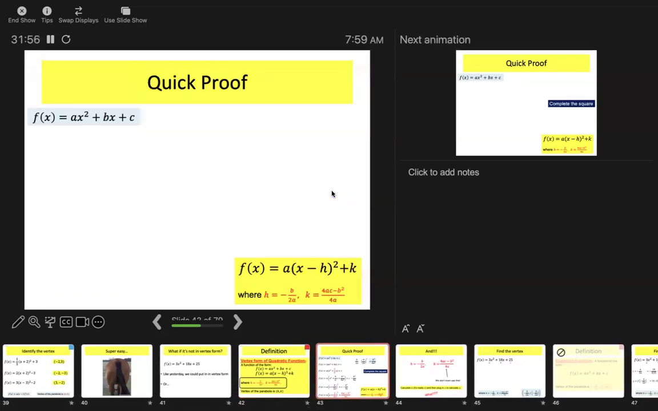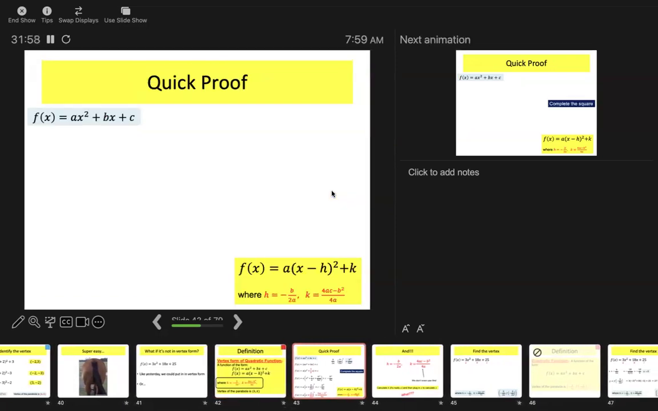Okay. All right. I got to prove this. I can't just make that claim. So here's the quick proof. This one is in standard form. We know that if it's in vertex form, the vertex is H, K, right? Is that in vertex form? No. So let's put that in vertex form. We know the process. How do you put that in vertex form? Complete the square. We got to do complete the square on this ugly mess right here.